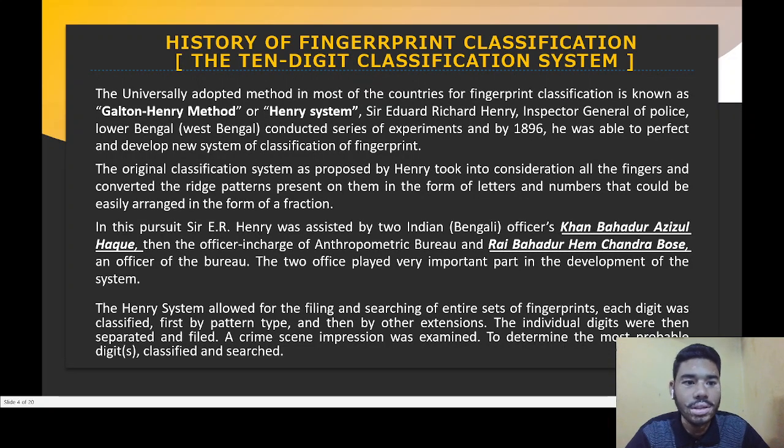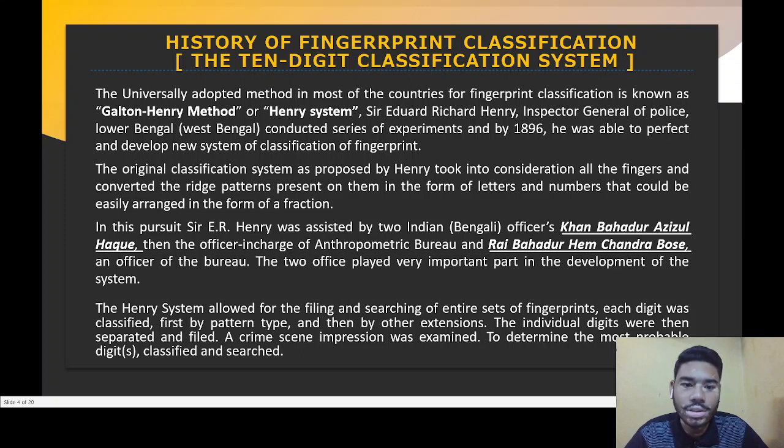History of fingerprint classification. The universally adopted method of fingerprint classification in most countries is known as the Henry system or Galton-Henry method. In 1896, Inspector General of Police Sir Edward Richard Henry conducted a series of experiments to develop a new system of classification for fingerprints. In this pursuit, he was assisted by two Indian officers, Khan Bahadur Azizul Haque and Rai Bahadur Hem Chandra Bose. They played a very important and significant part in the development of this system.